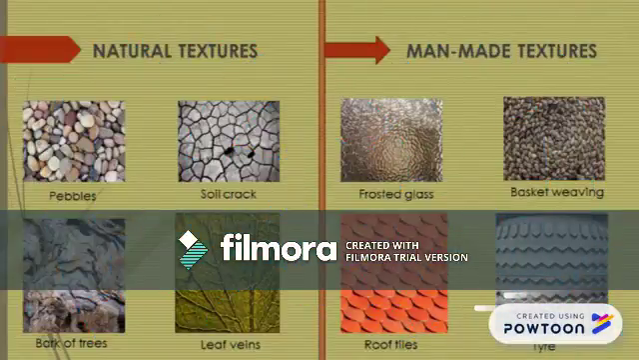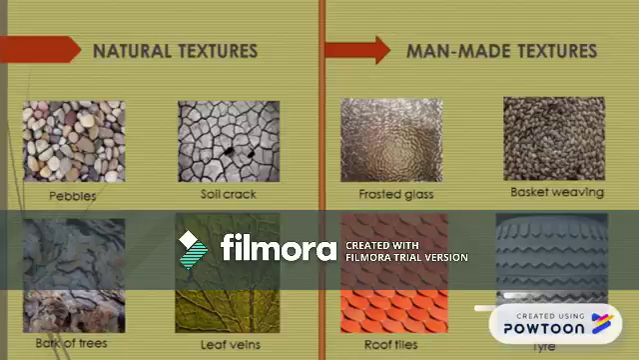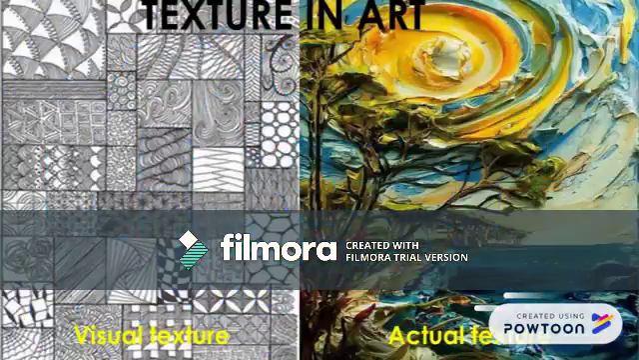These are some visuals of natural and man-made textures. The natural textures include the tactile features of pebbles, cracked soil, bark of a tree, and the veins of a leaf. The man-made textures featured are the surface quality of frosted glass, weaving of a basket, roof tiles, and the patterns of a tire.